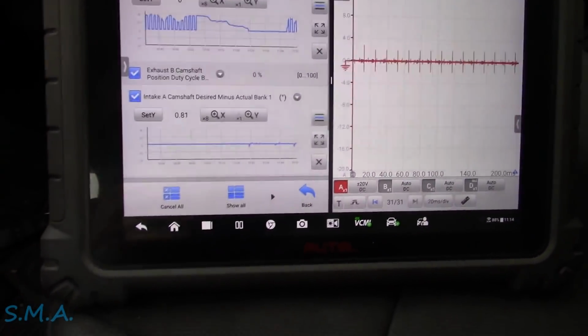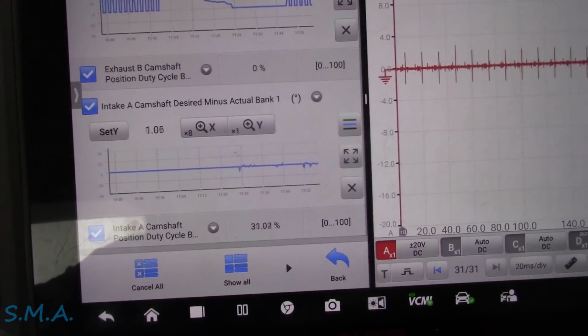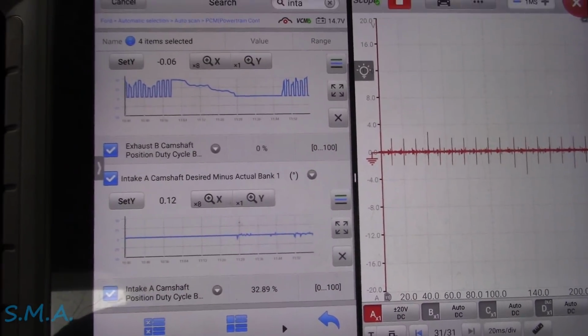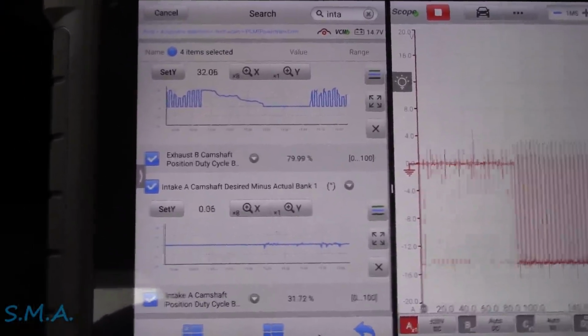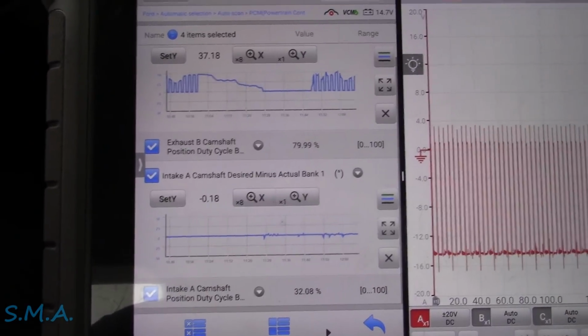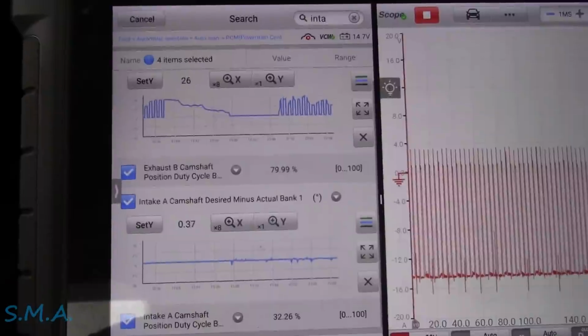I'll show you what a good system looks like. We're going to have to scroll down here. So look at the intake. You see how the intake's being commanded? Well, not now, but there it is at 30-whatever percent, and the differential between actual and desired is around 0. That's how that should look.